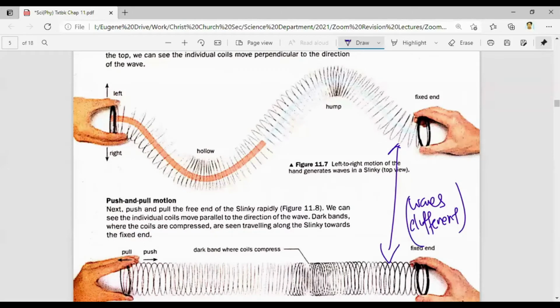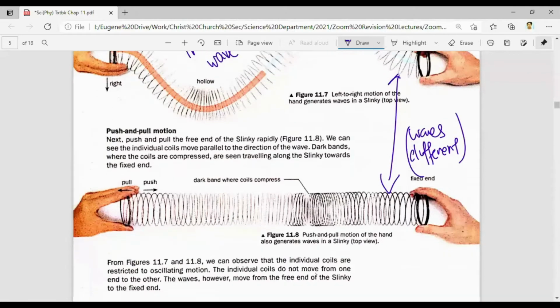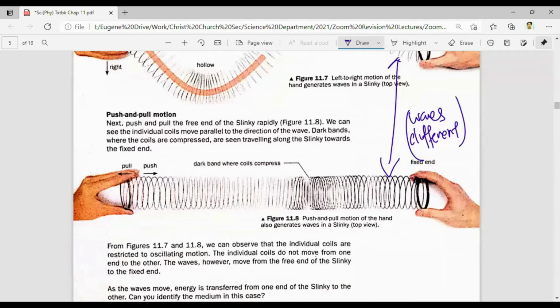This type of wave is known as what we call a transverse wave, whereas this wave here is known as a longitudinal wave. We're going to go into more detail about the transverse wave and longitudinal wave in our next part.